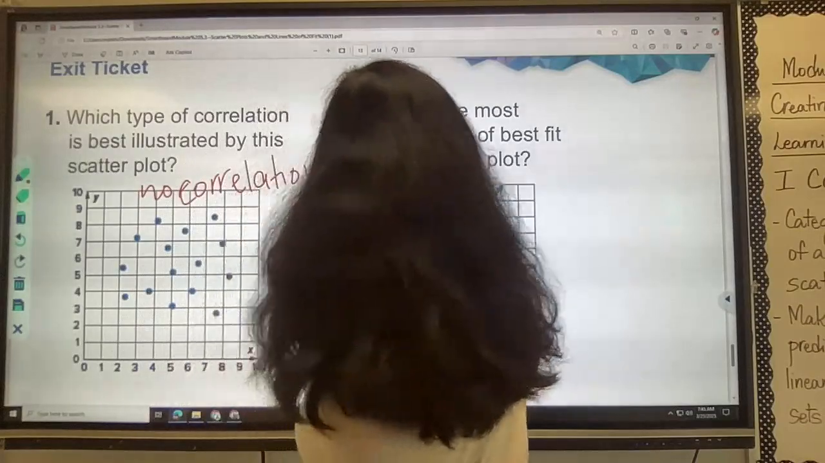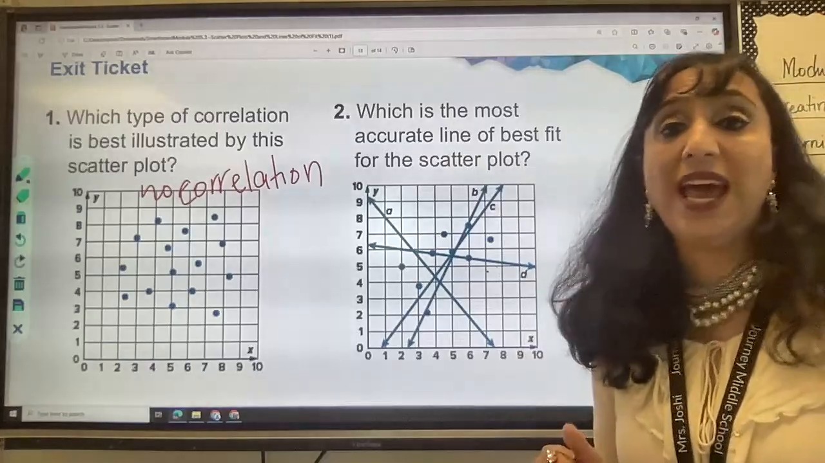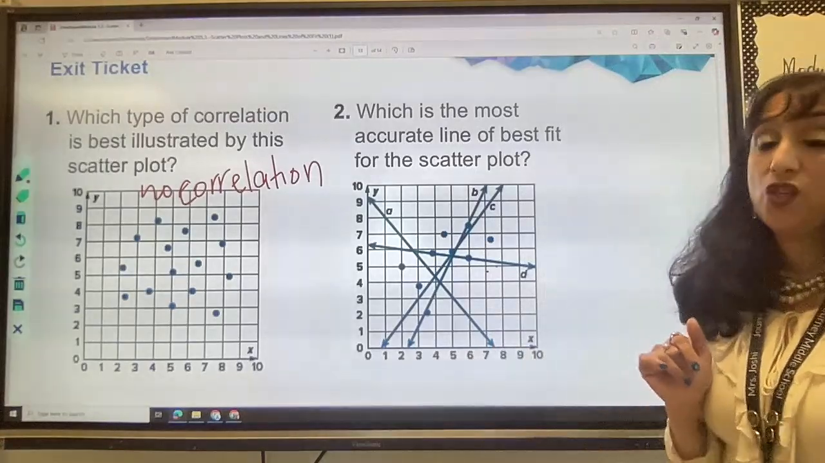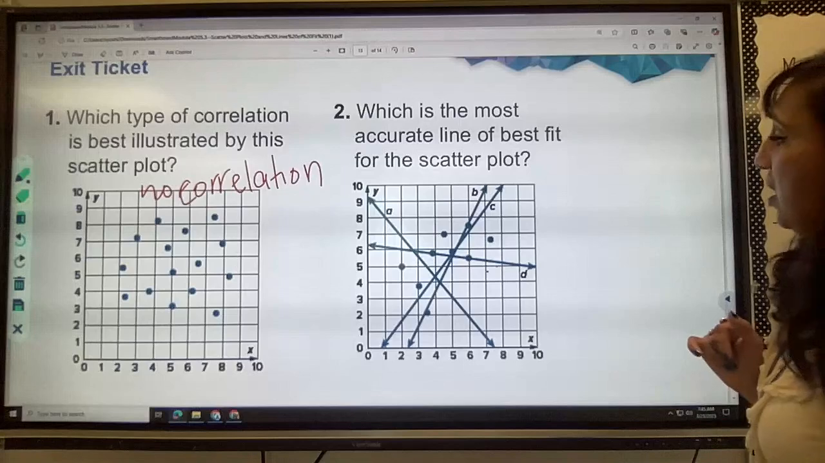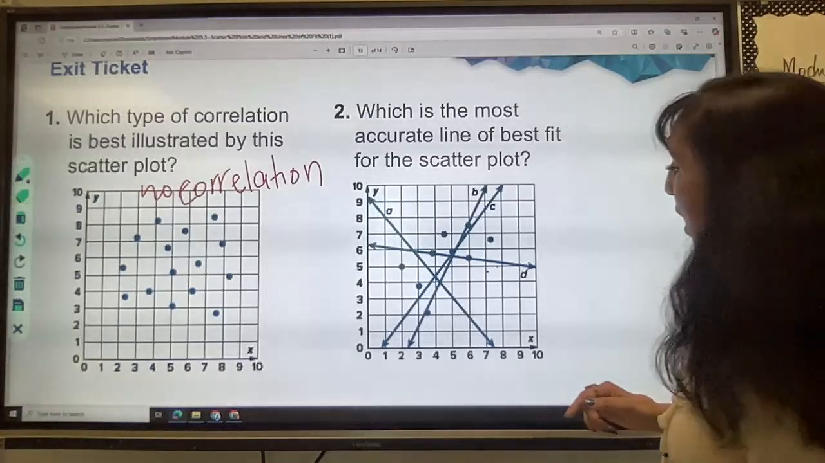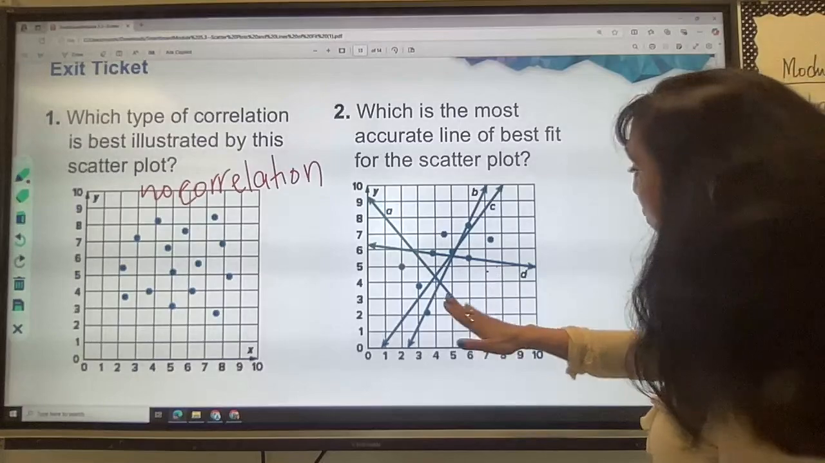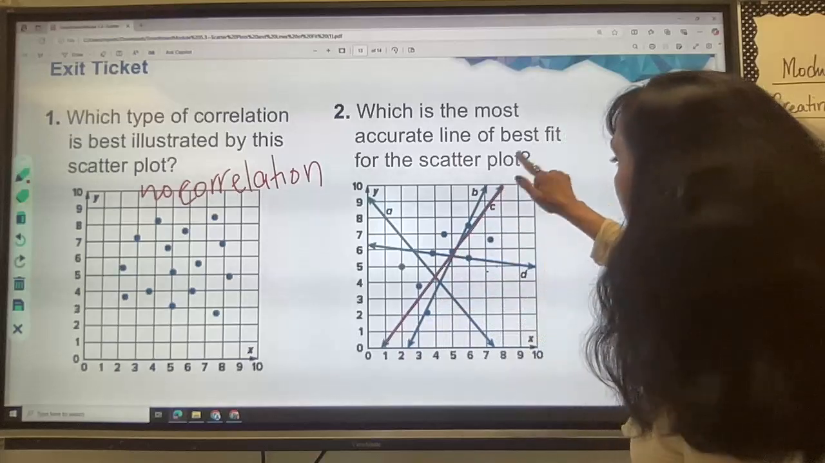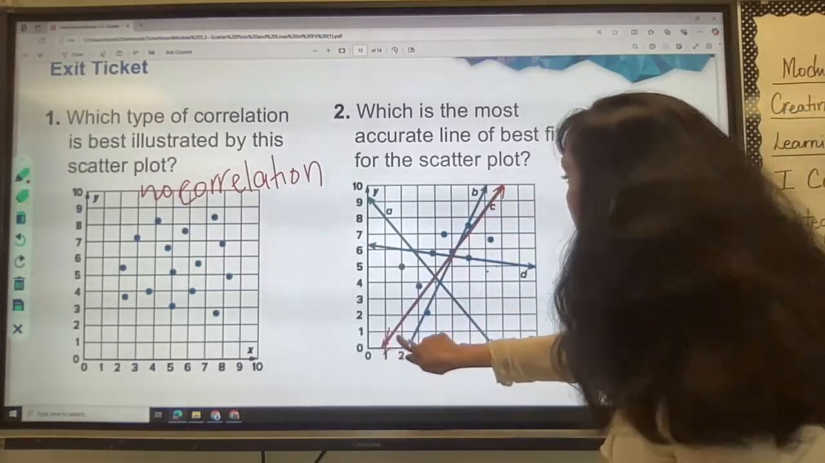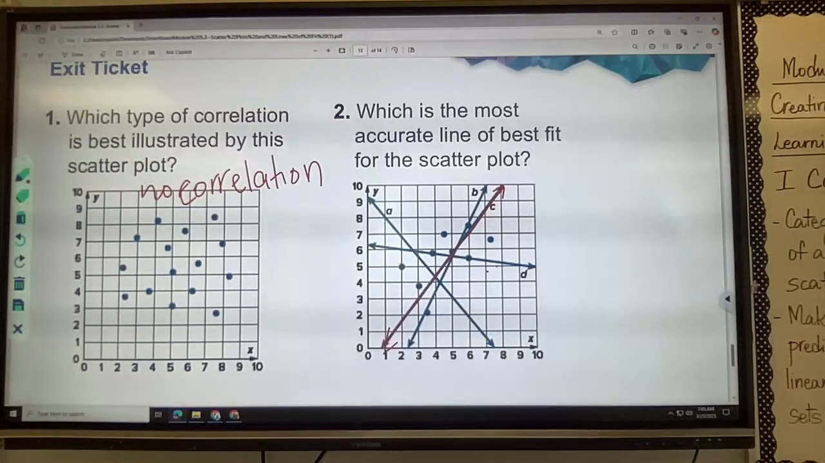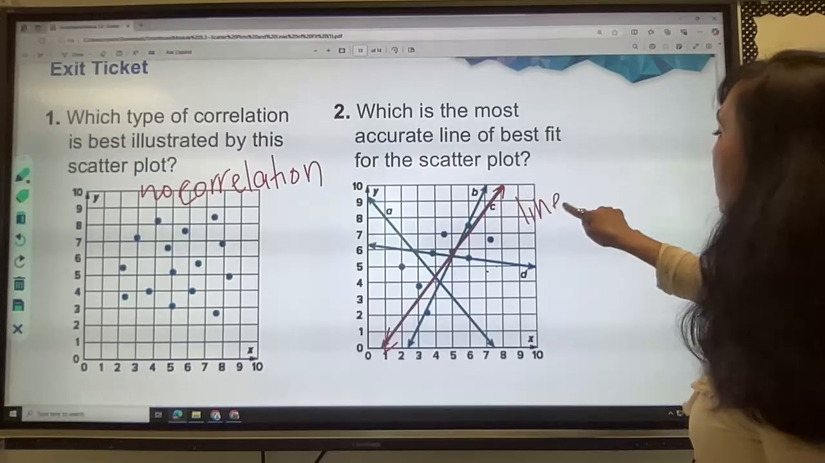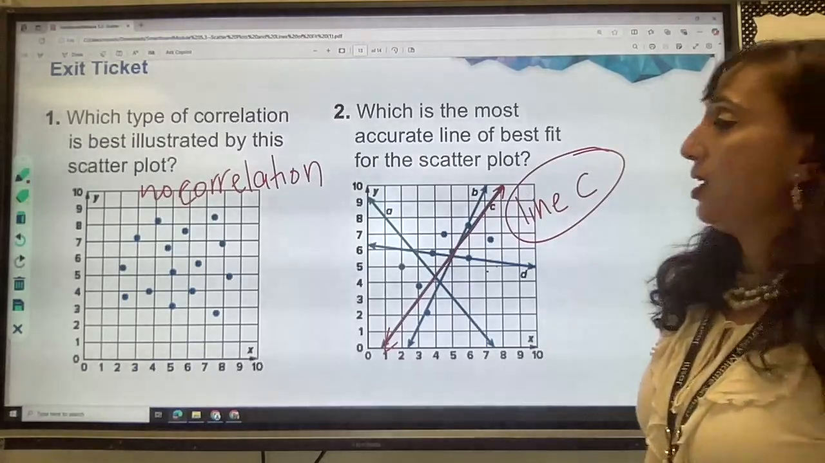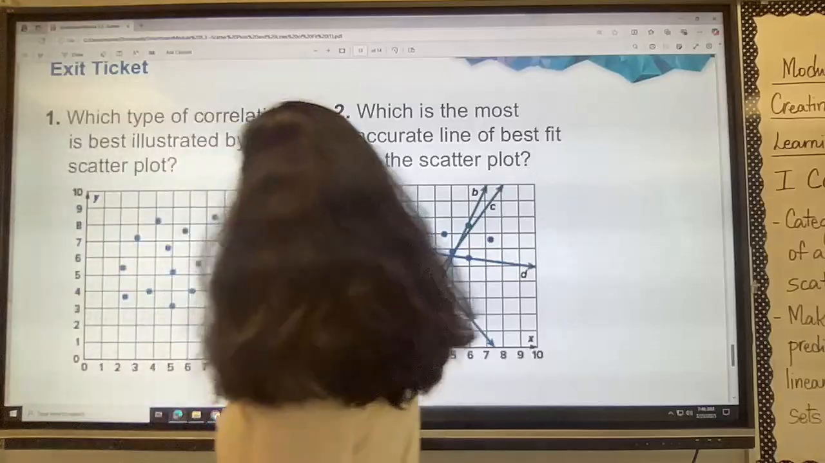Okay? So which is the most accurate line of best fit for the scatter plot? If you look at this, I would have to say we are going this way. This one, because it is going upwards, which is going to be line C, would be the best option for this one. Okay, all right, let's look at one last thing.